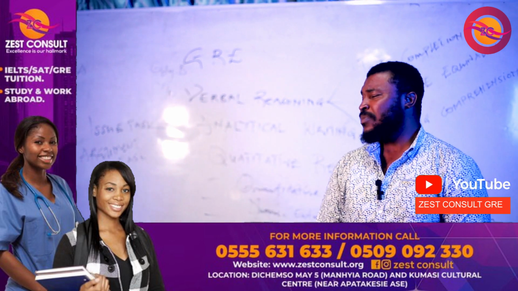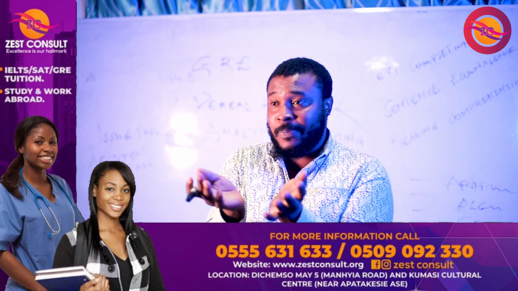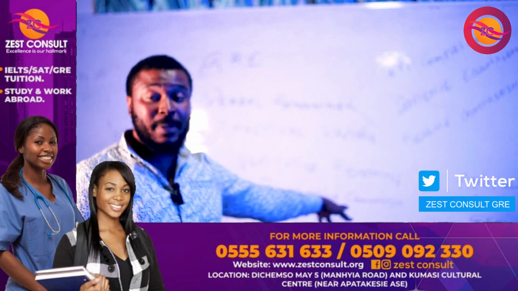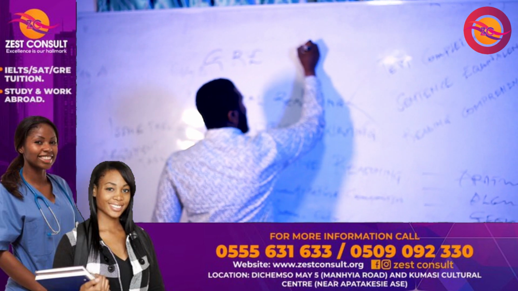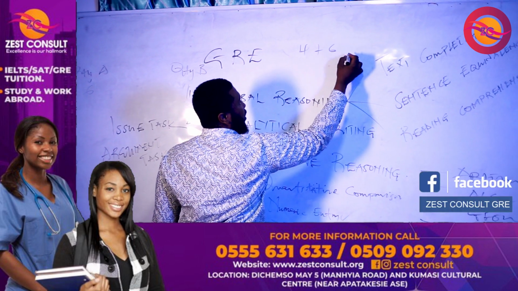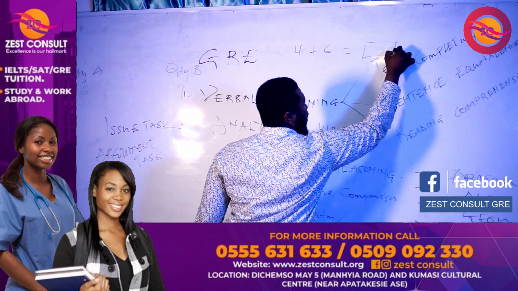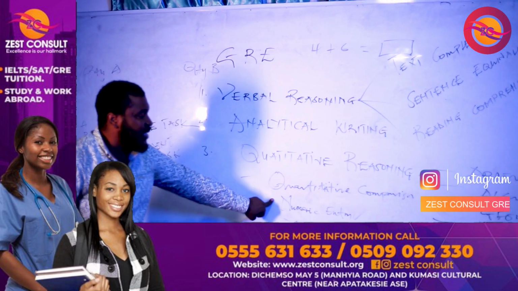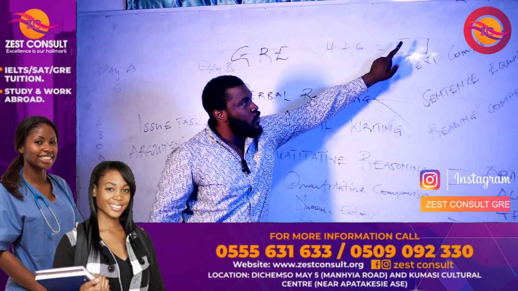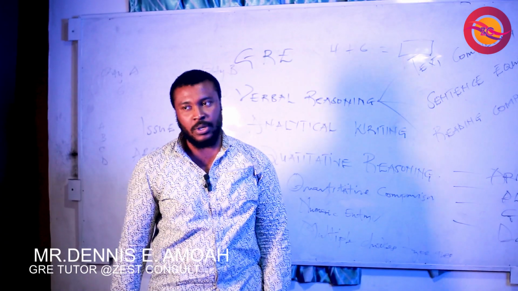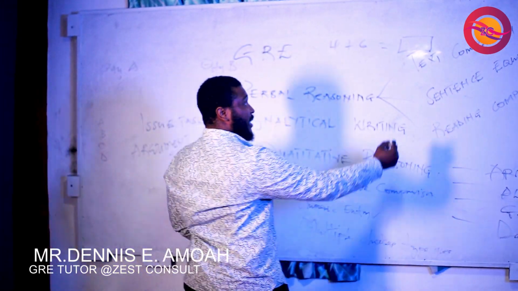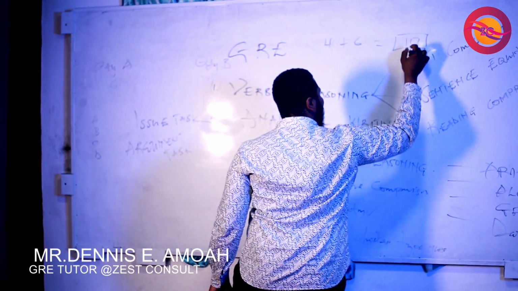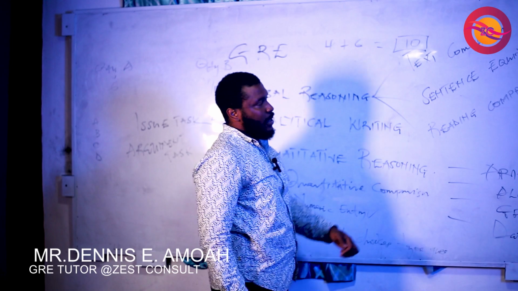Under the numeric entry, a question will be given to you with a box or a blank space for you to insert or type out your answer. An example is, let's say you are given 4 plus 6, and you have a box like this. Forgive me for the way I have written on the board. This question type demands that you type out your answer in this box or blank space. So we all know 4 plus 6 to be what? Anybody with an answer? 10. Very good. So then you type out your answer into the blank space.